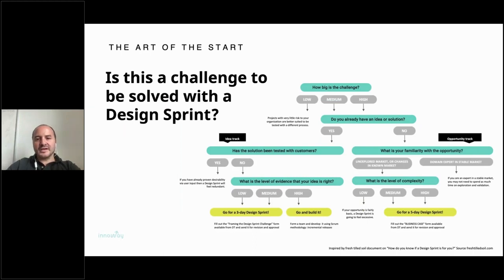The second thing that we do is we evaluate whether that challenge is good for applying design sprints. We have this very simple decision tree where we ask ourselves some questions, and we let the organizations ask these questions in order to make a decision. Sometimes the decision is, this is not good for a design sprint, or maybe the decision is this is good for a 3-day design sprint, or it's good to just build it.